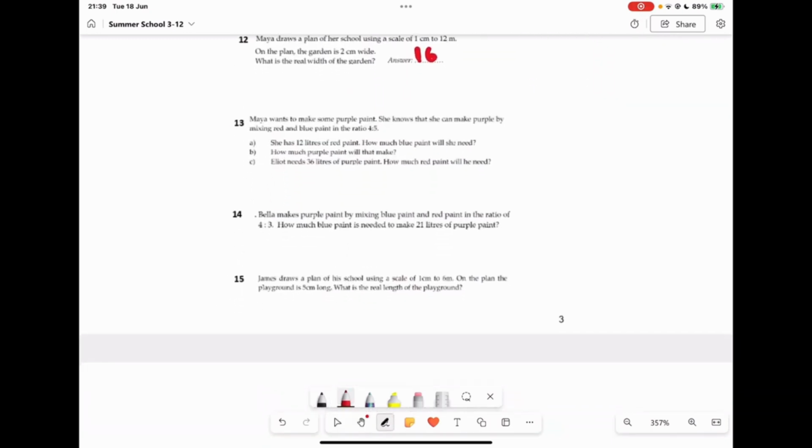Okay, question 13. Maya wants to make some purple paint. She knows that she can make purple by mixing red and blue paint in the ratio 4:5. So we can note that down, red to blue, 4:5. And then A. She has 12 litres of red paint, so how much blue paint will she use? Well, we can just multiply by 3 to get 15 litres. So 15 will be the answer to part A.